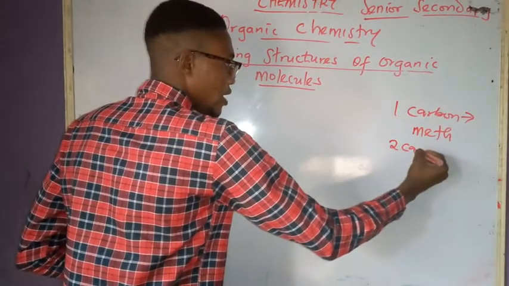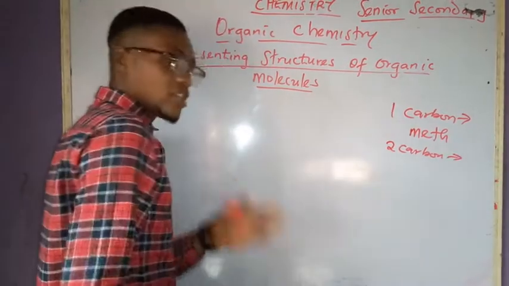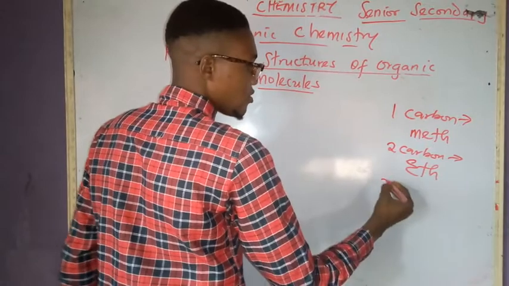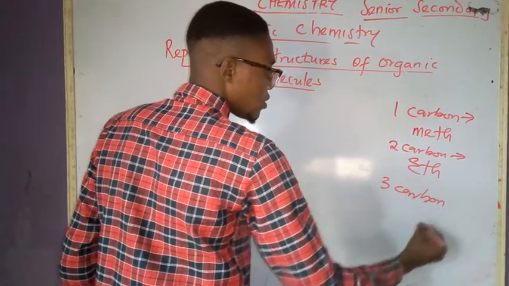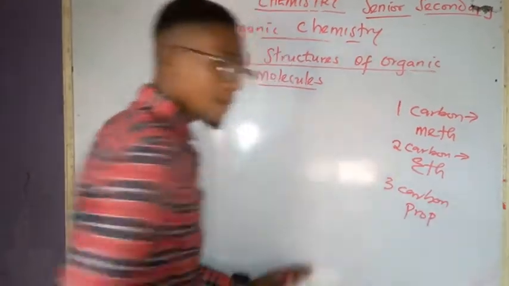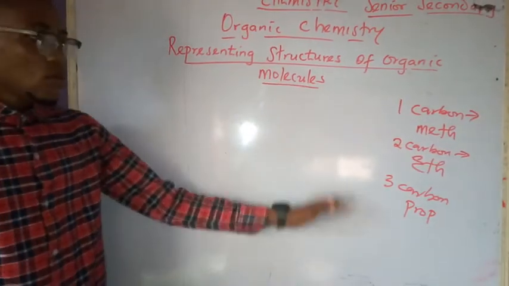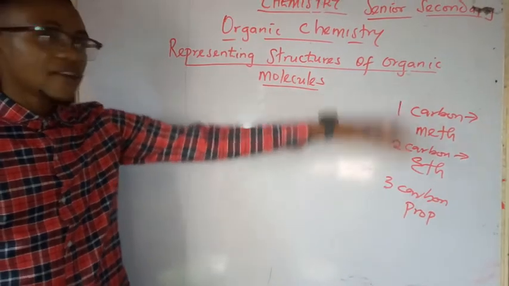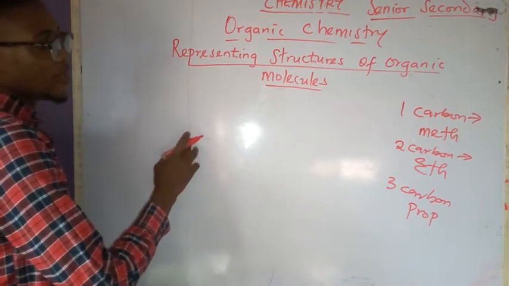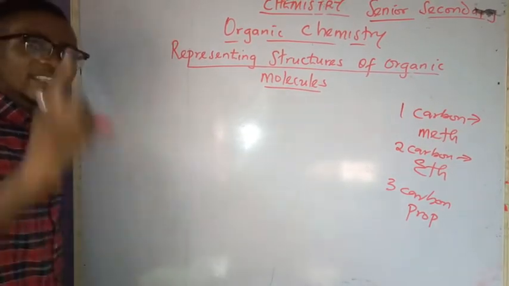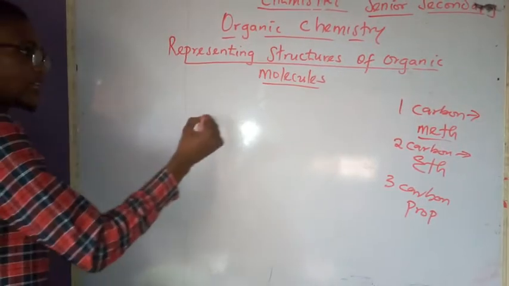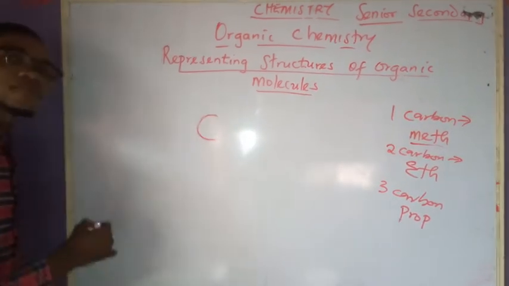2 carbon atoms, the denotation is what? It is eth. 3 carbon atoms, the denotation is what? It is prop. And so on. In the next class, or as we are going on in the class, I'll be teaching you all the prefixes. Let's start with 1 carbon atom, meth. It's 1 carbon atom. That is 1 carbon.